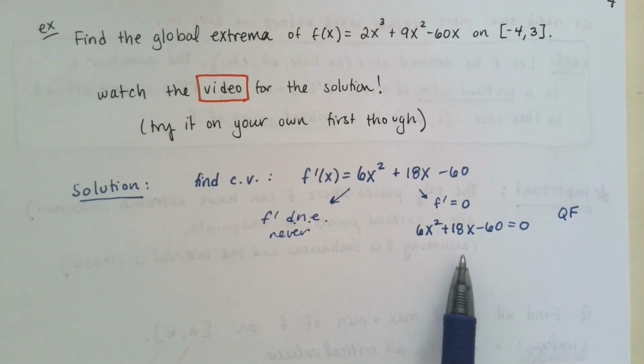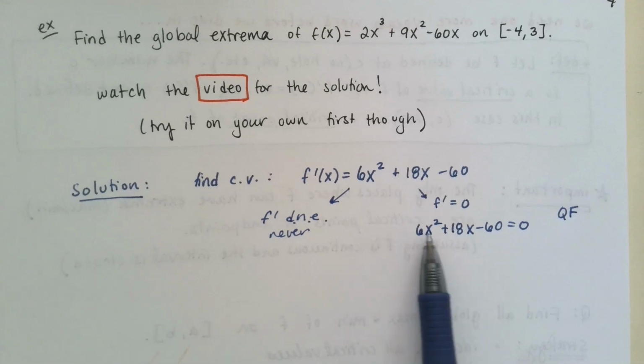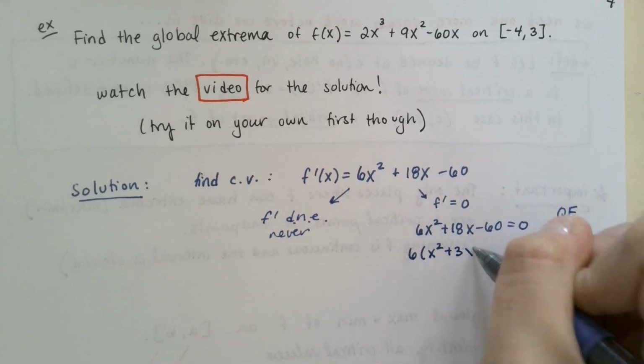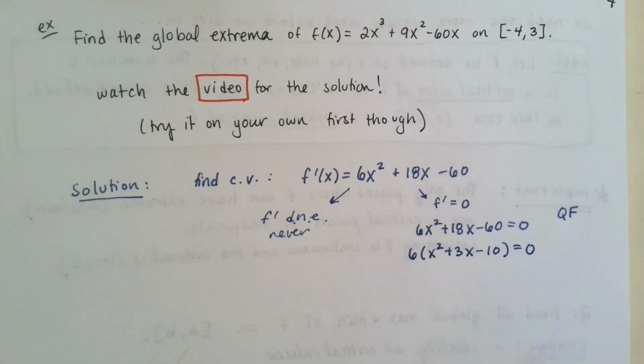This quadratic does factor though, so I'm actually going to do it without the formula. I'm going to just factor it. So I'm going to realize that all three of these coefficients are divisible by 6. So I can take a 6 right out, sort of undistribute it. So I have x squared plus 3x minus 10 in those parentheses.